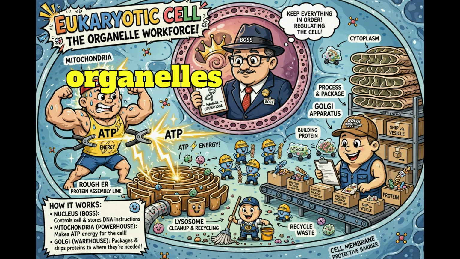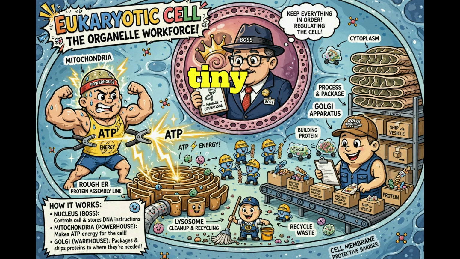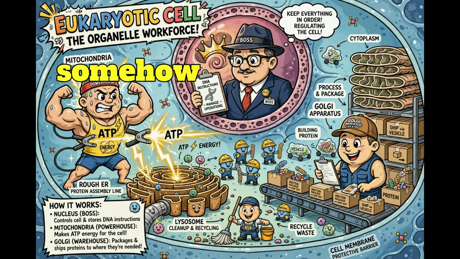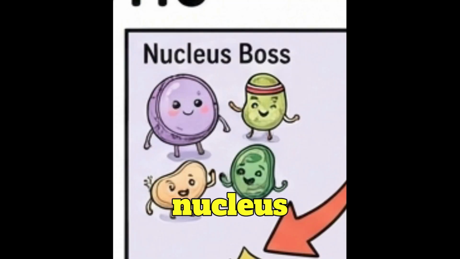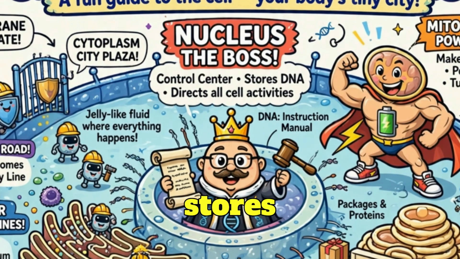Next are the key organelles in the eukaryotic cells. Think of a eukaryotic cell as a tiny, highly organized factory that somehow runs better than Amazon. Here are the core components. We have the nucleus, the supreme control center that stores and protects the DNA instructions for building proteins and running the entire operation. Basically, it's kind of like the brain of the cell.